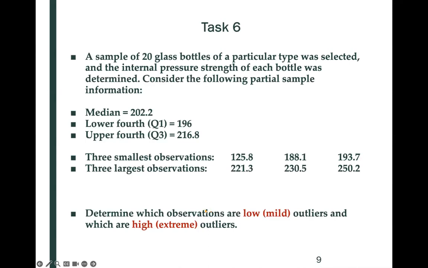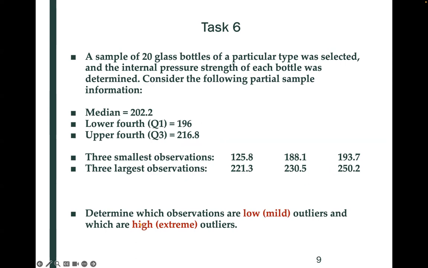We just walked through. Okay, task 6. A sample of 20 glass bottles of a particular type was selected, and the internal pressure strength of each bottle was determined. Consider the following partial sample information. So here we have the median is 202.2. The lower quartile, or lower fourth, is 196. The upper fourth, Q3, is 216.8. And then we have the 3 smallest observations and the 3 largest observations.